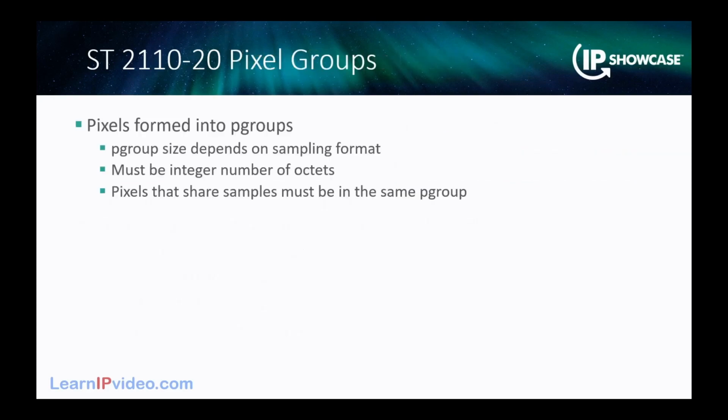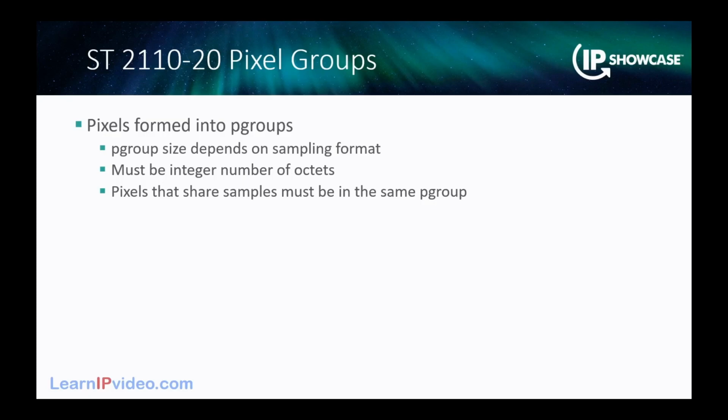What's a pixel group? Well, that's a good question. So the pixels are formed into groups. The size of the group depends on the sampling format, if it's 422 or 420 or 444. Whether it's 8-bit or 10-bit, all those different things affect how your P groups are made. The good news is you don't have to figure that out. It's all specified in 2110-20.